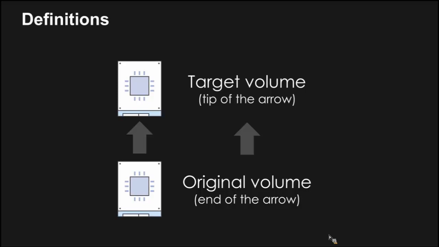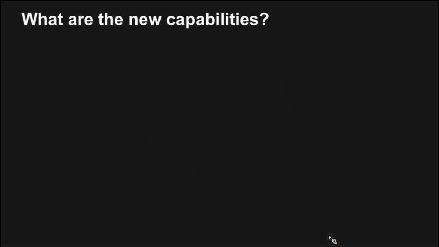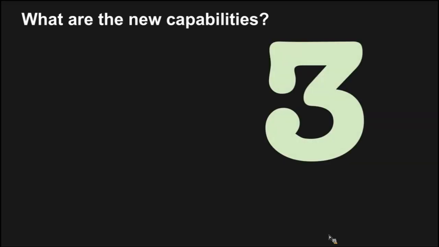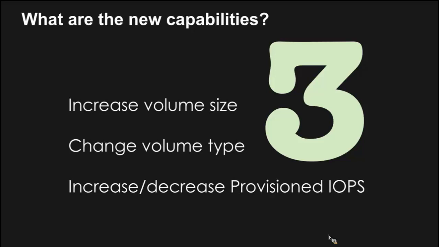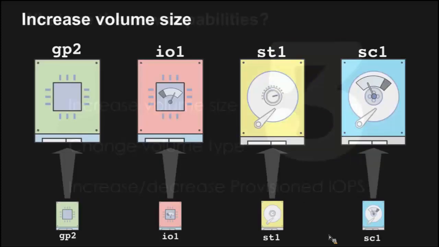Throughout our discussion, we're also going to see a number of different icons. They may have different colors and different designs, but they're going to depict EBS volume types. The new Elastic Volumes capabilities allow you to modify certain volume characteristics. The modification process is going to be depicted in our slides as an arrow. The original volume will always be at the end of the arrow, and I'll refer to this as the original volume. The target volume will be at the tip of the arrow, and that's going to be the end result volume, how you want to end up at the end of the modification process. I'll refer to this volume as the target volume.